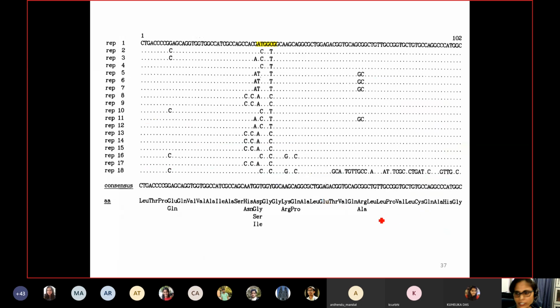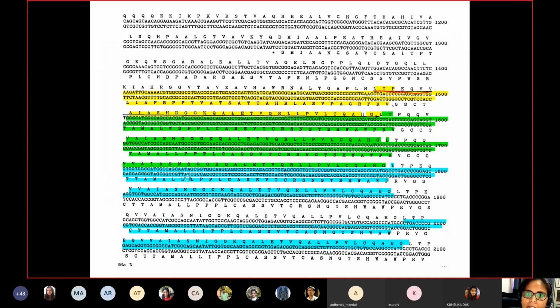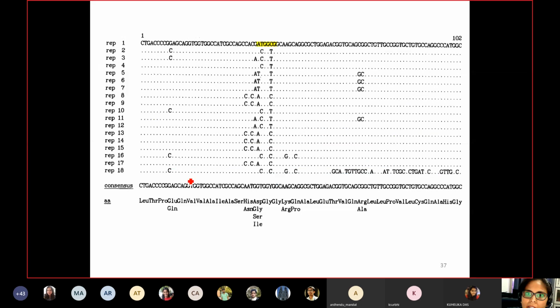Next, they were able to align this data, and from another paper they were able to show that this gene was repetitive. The repeat contains 102 base pairs, and within this 102 base pairs there are 34 amino acids which are always there in the repeat sequences. So basically you have a repeat of 102 base pairs, and these are repeated several times.